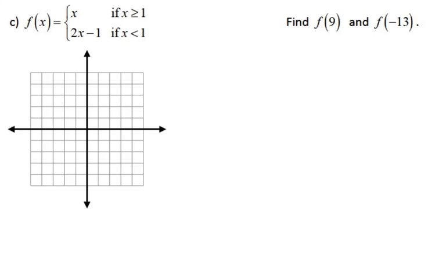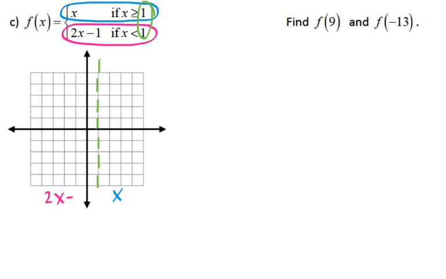Another piecewise, again, as you can see, I like to color coordinate. So I have x if x is greater than or equal to 1, and I have 2x minus 1 if x is less than 1. So your boundary is at 1. I'm going to go ahead and draw my boundary line. Now your first function, x, is if x is greater than or equal to 1, so that is everything to the right of your boundary. So our blue function is actually going to be on the right side, and our pink function is going to be on the left side. Not sure why I put a negative there. So 2x minus 1. Okay, so I'll start with the blue one.